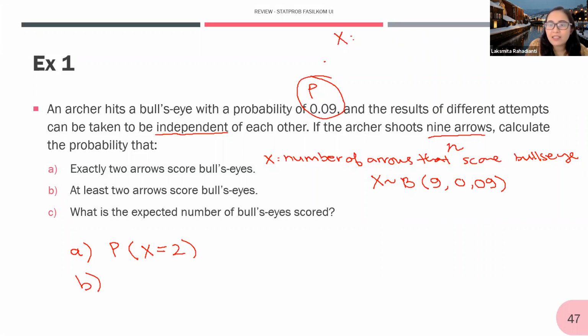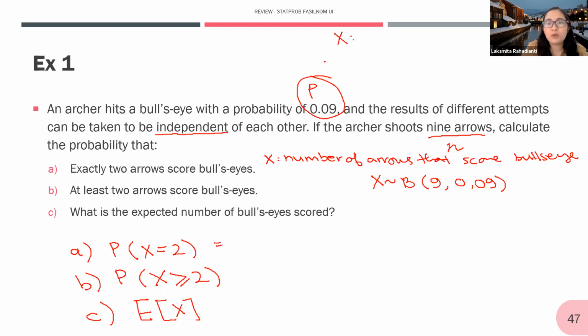B, at least, what does that mean? P has to be X larger than or equal to 2, because it says at least 2 arrows score bullseye. And C, what is the expectation of the number of bullseyes scored? This one is quite simple.